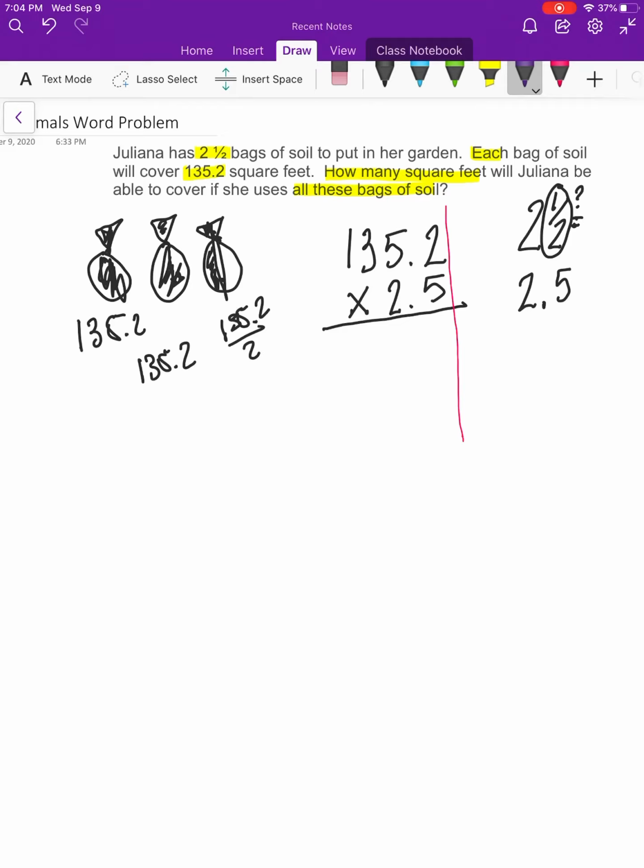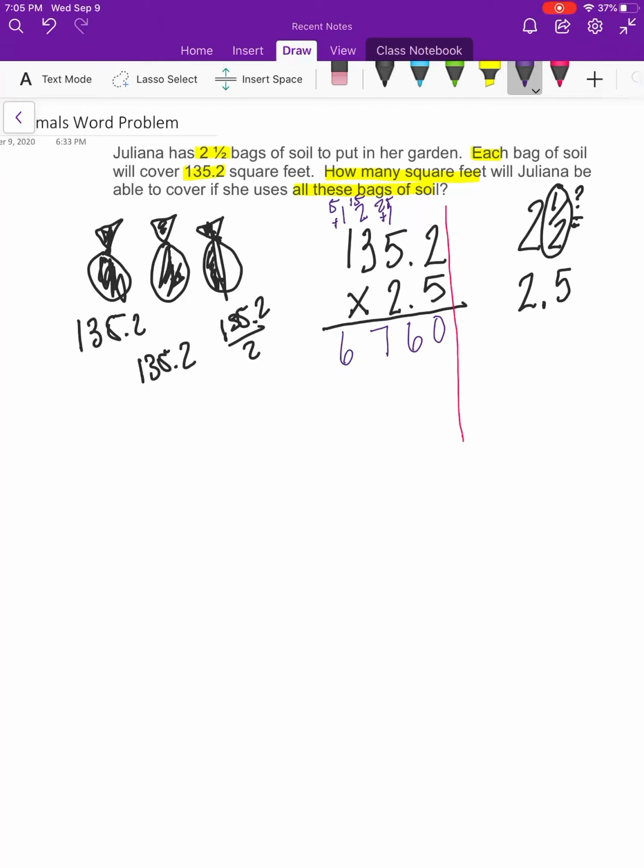2 times 5 is 10, carry the 1. 5 times 5 is 25, plus 1 more is 26, carry the 2. 5 times 3 is 15, plus 2 is 17, carry the 1. 5 times 1 is 5, plus 1 more is 6.